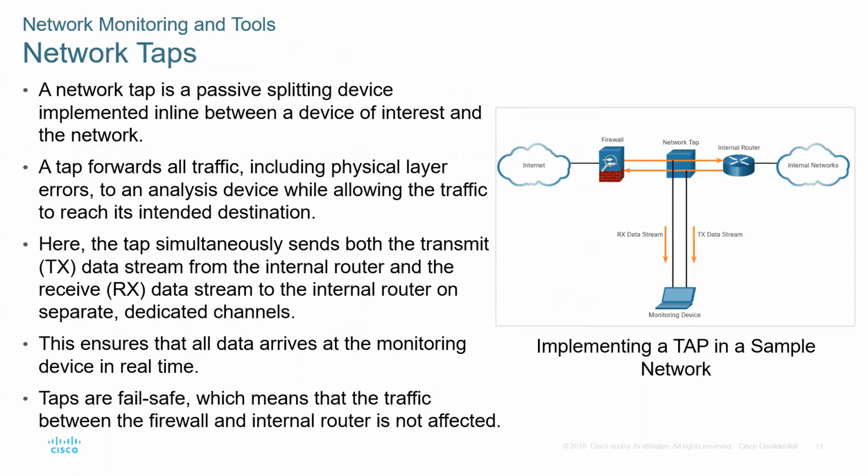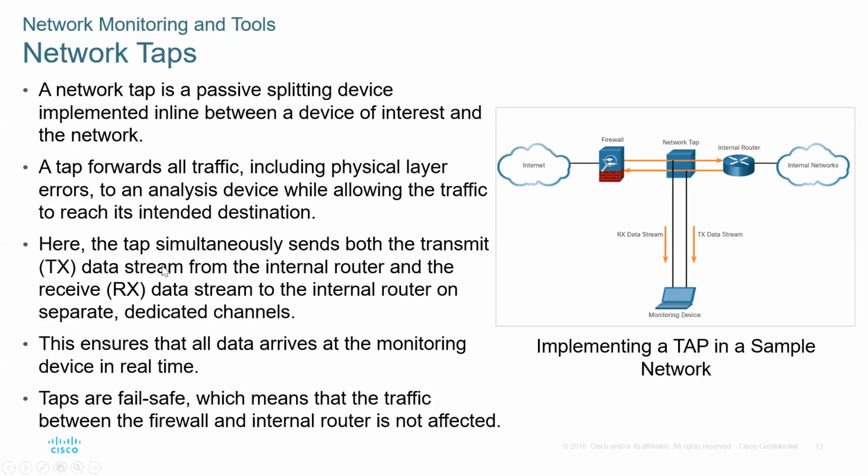So there are different kinds of network taps. The first one is a passive splitting device, which is implemented in line between a device of interest and a network. This particular tap, like what you see here, is going to forward all traffic, including physical layer errors, to the analysis device, and then allow the traffic to reach its intended destination. So traffic will come in from the firewall to the network tap, go down from the receiving to the monitoring device, back from the transmitting, and then back out in order to get to the initial router there. It's kind of interesting to see how these taps work.